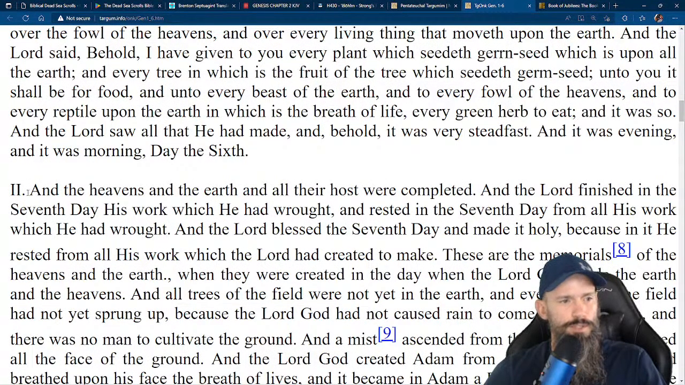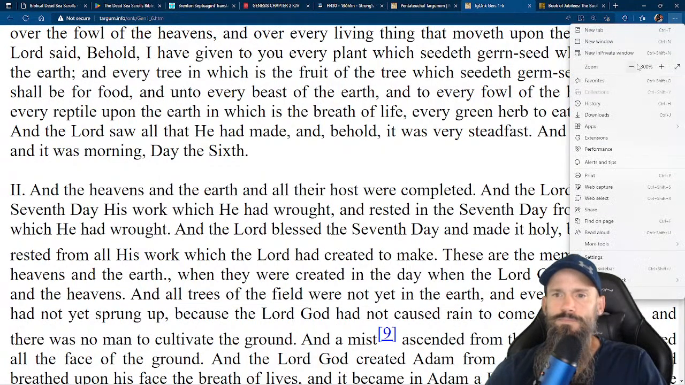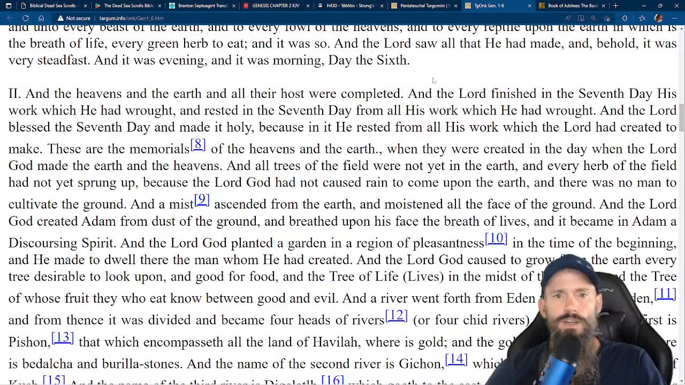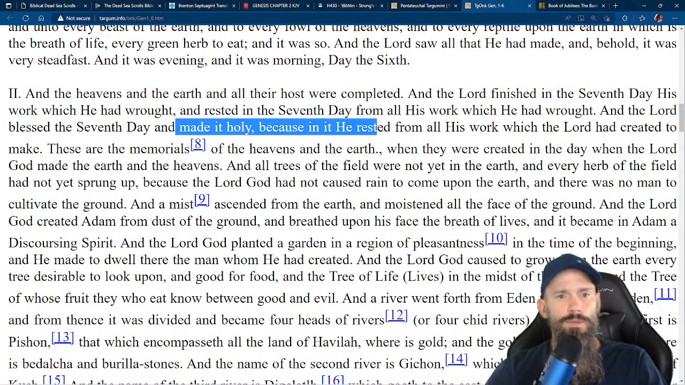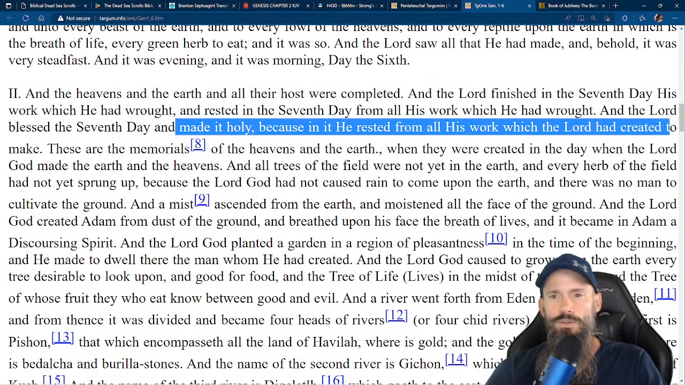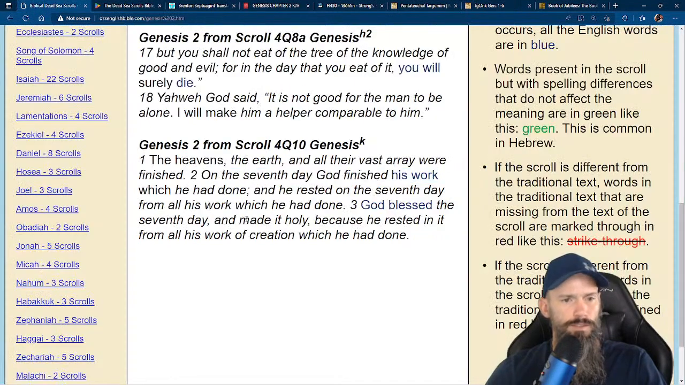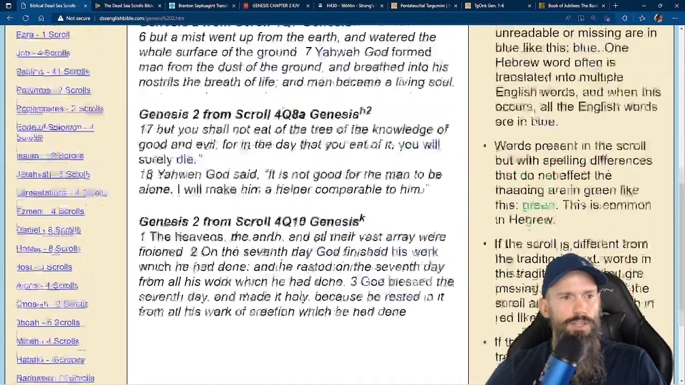In Ankelos, Genesis 2: And the heavens and the earth and all their hosts were completed, and Yahuwah finished in the seventh day his work which he had wrought, and rested in the seventh day from all his work which he had wrought. And Yahuwah blessed the seventh day and made it holy, because in it he rested from all his work which Yahuwah had created to make. So we got 3 there.